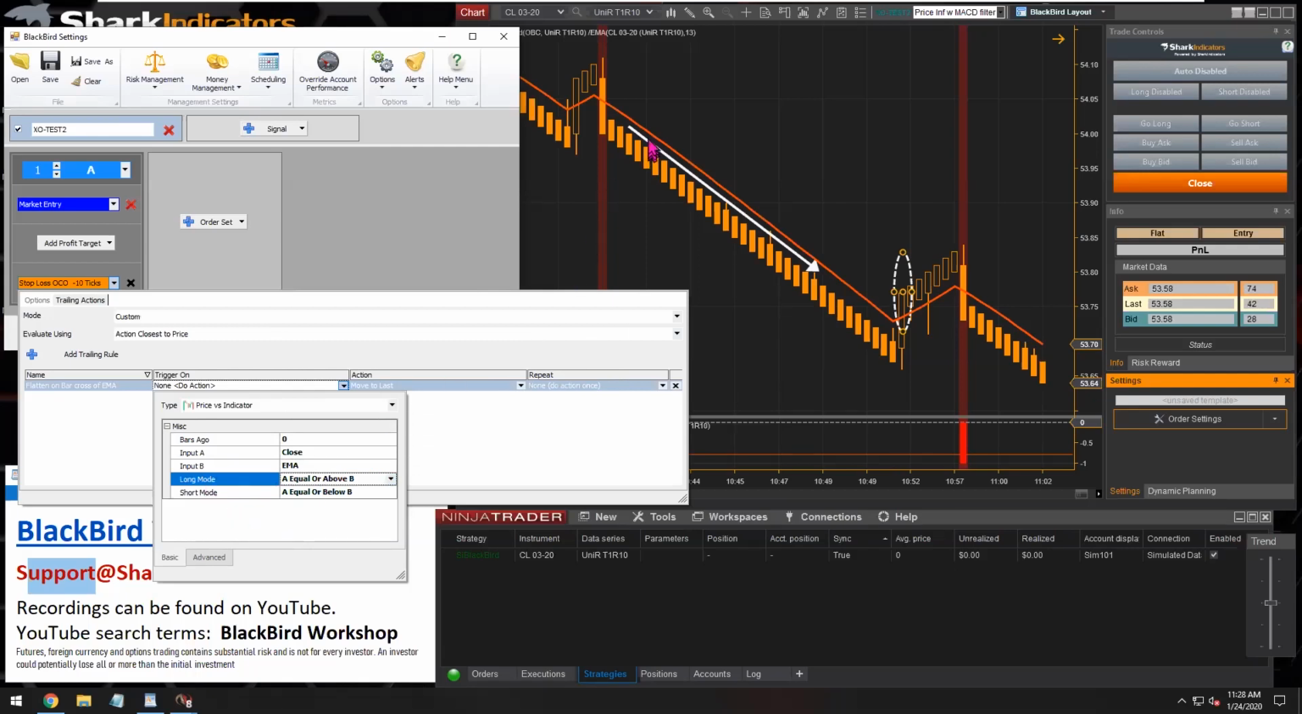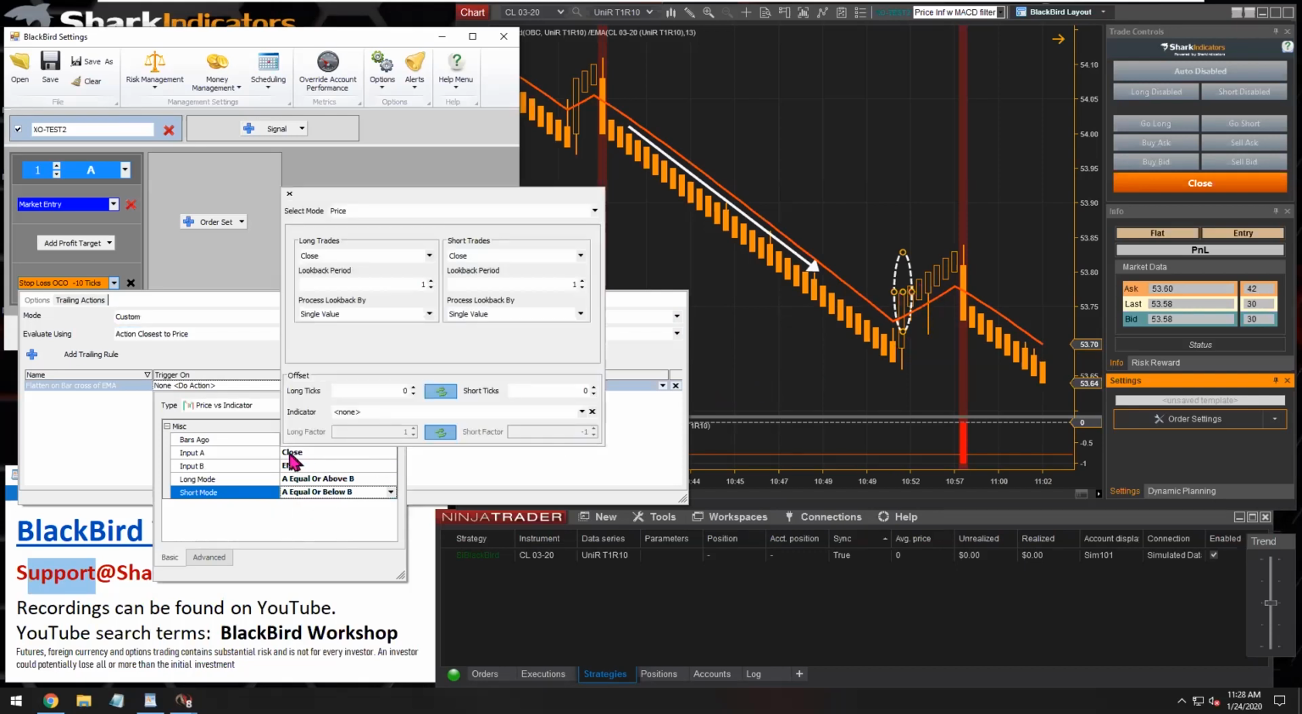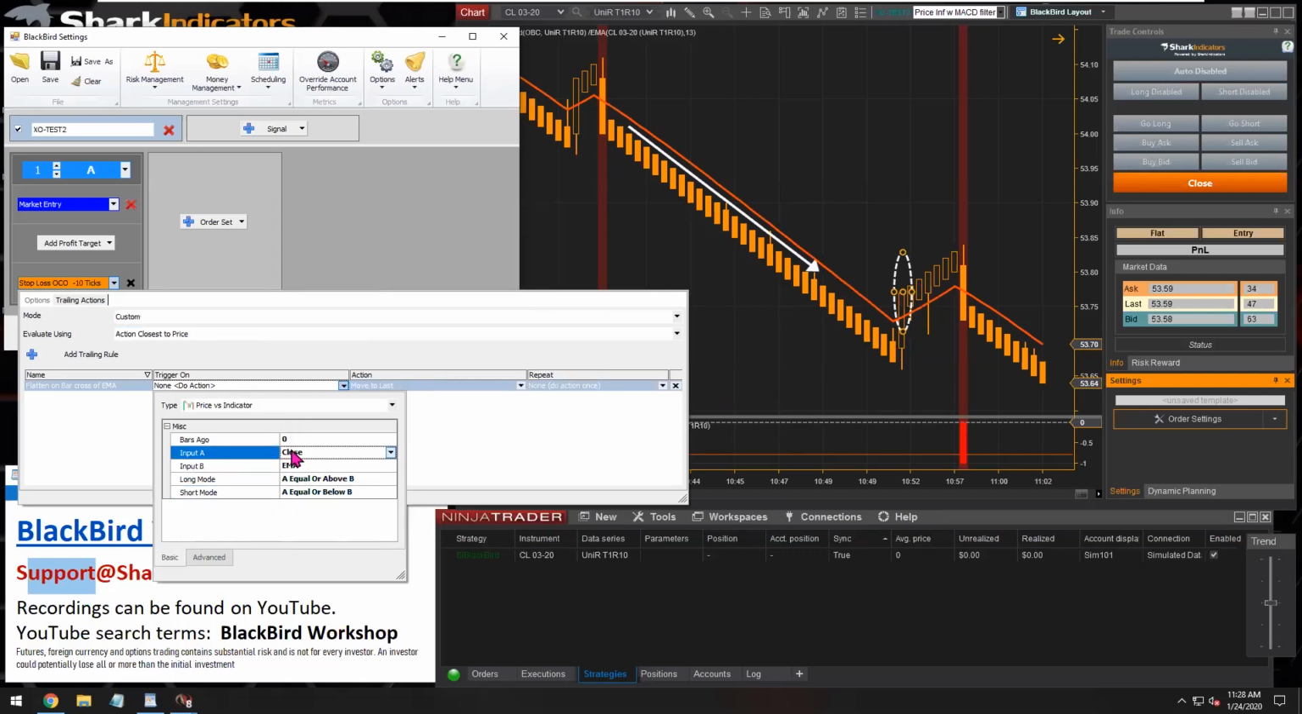All right, so on the chart, this is an example of a short trade. For a short trade, remember, input A is the closing price. So if we look at our chart, the closing price of the bar is above the moving average. So A is actually above B. Remember, B is our moving average.